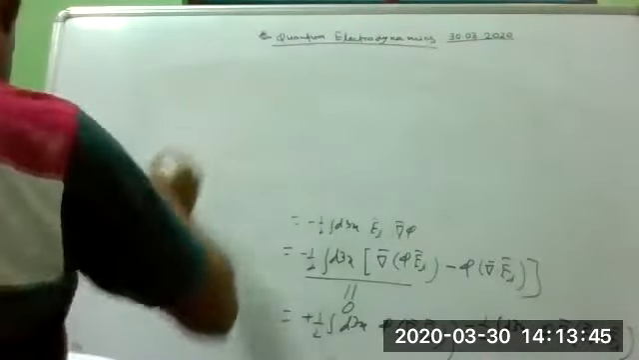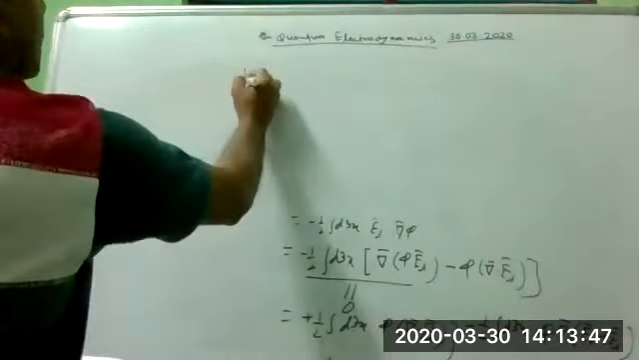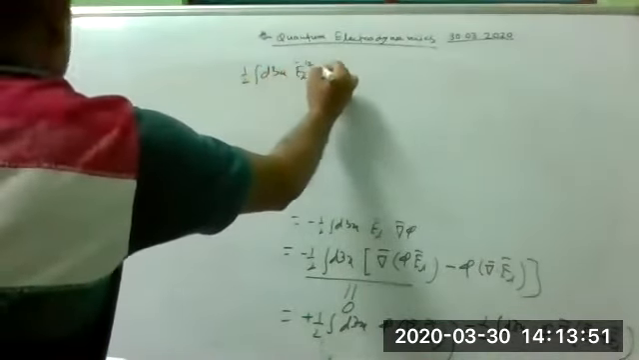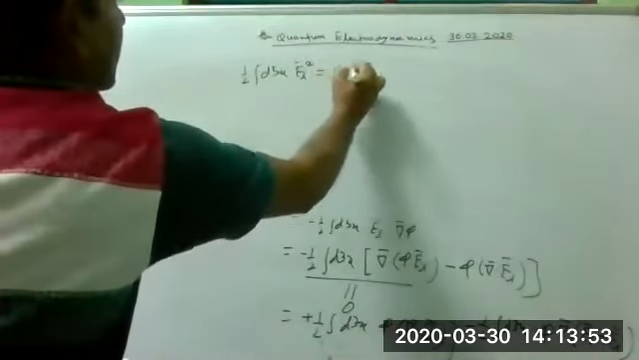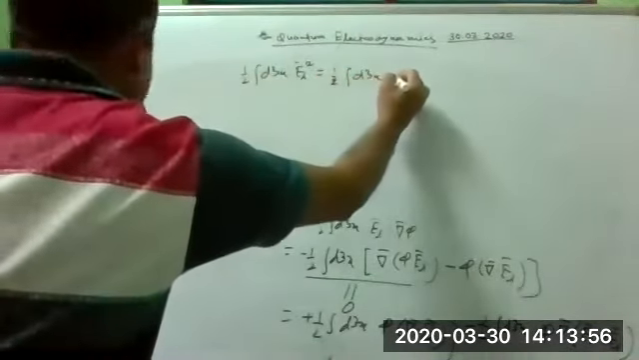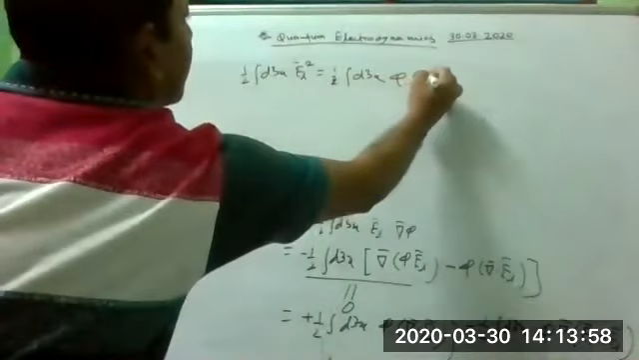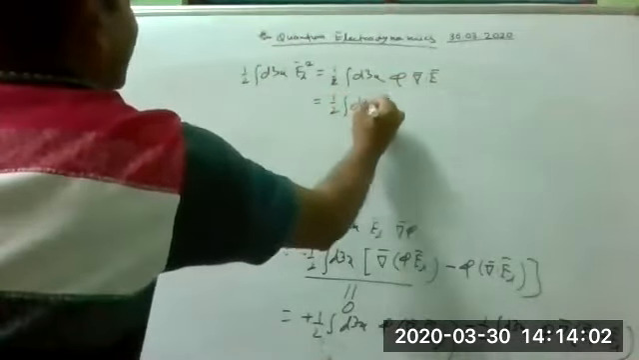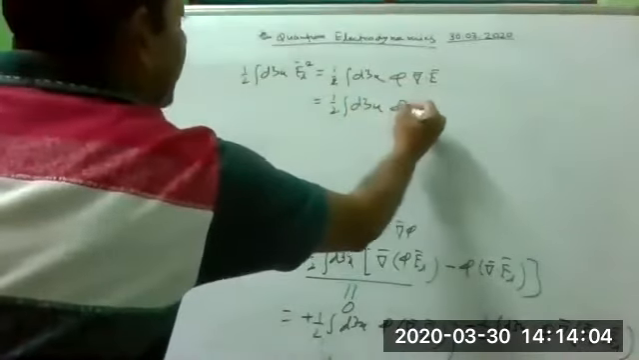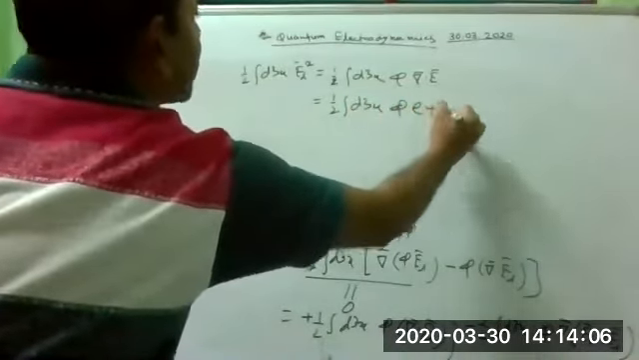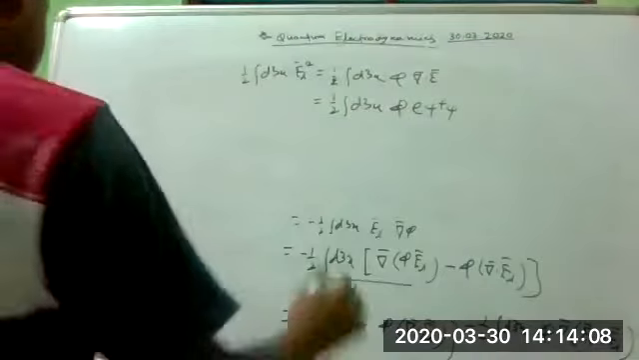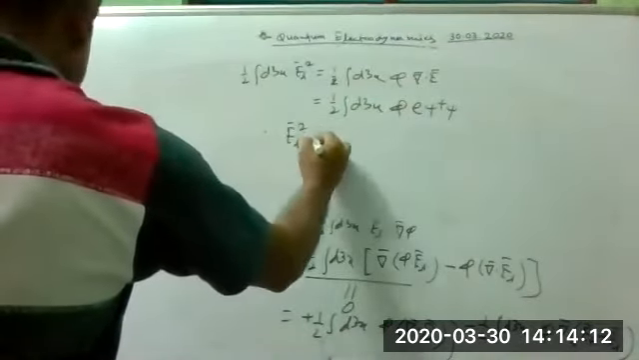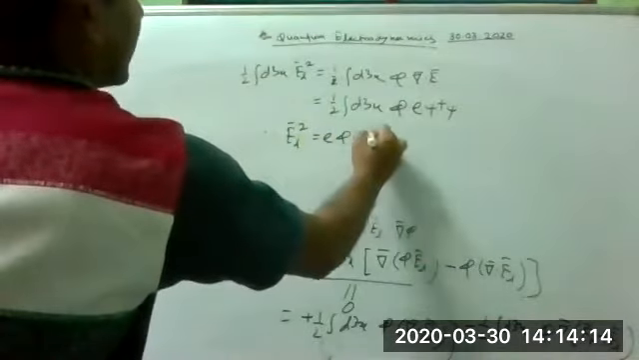Therefore, half of the integral d³x El squared means half the integral d³x phi times the divergence of E. So this can be written as half the integral d³x phi times e psi dagger psi, which is the value of the divergence of E. So we can write El squared in terms of e phi psi dagger psi.